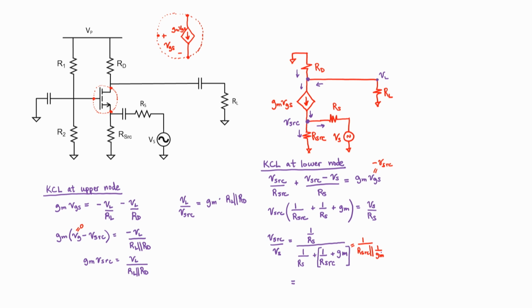What I now want to do is multiply every term in this fraction by R sub S and by this fraction, R source in parallel with 1 over gm. For the numerator, Rs is going to cancel, so we're left just with R source in parallel with 1 over gm. We'll have the same term here in the denominator, and then for this term, we'll be left with Rs. If you stare at this expression, it kind of looks like a voltage divider. In fact, we are going to have a voltage divider when we redraw our equivalent circuit.